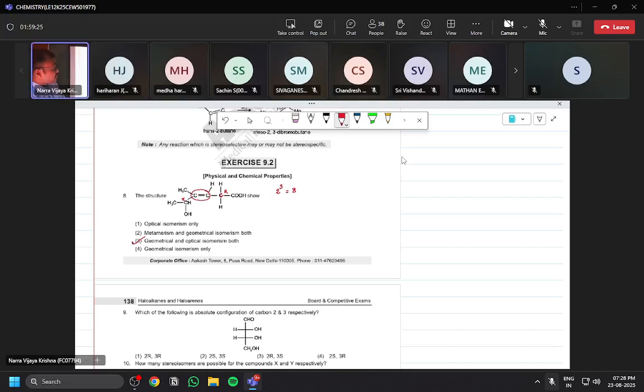What? Oh, these two are hydrogens. Okay. Then this is not chiral. This is chiral. Then it is 2 square, 4. 2 stereogenic centers. Right? Response, sir. Any questions in it?